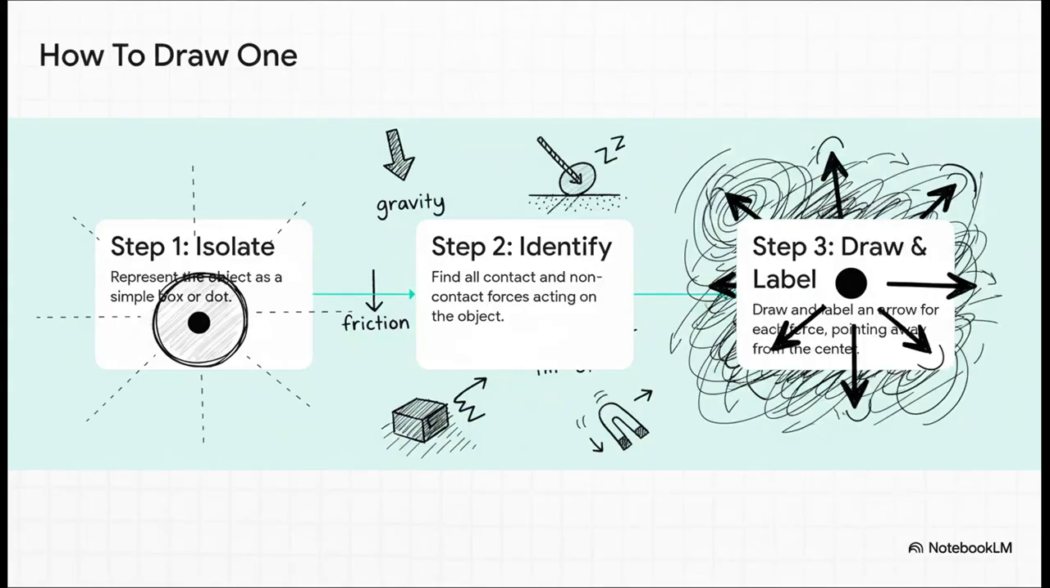And making one is just a simple three-step process. First, you draw your object as a dot. That's it. Second, you figure out all the forces pushing or pulling on it. Gravity, friction, tension, all of them. And third, you just draw and label an arrow for each one. And boom, you've just created a perfect map of the physics of that situation.